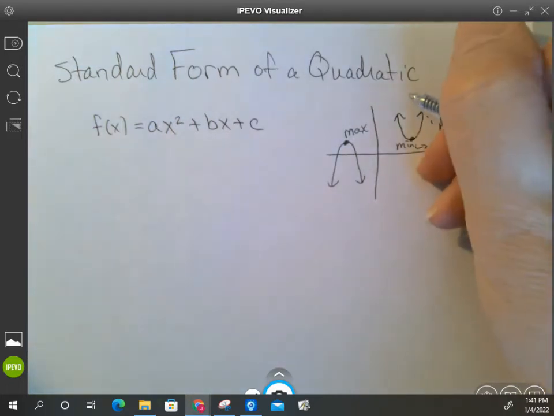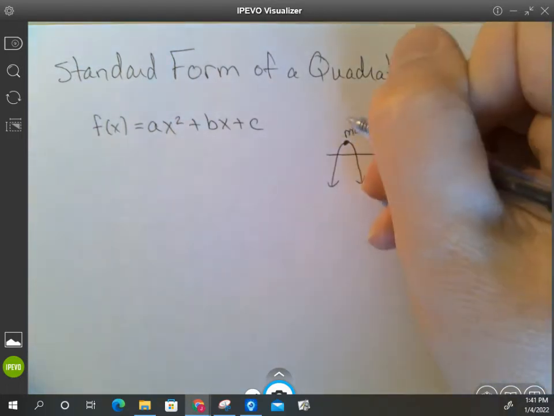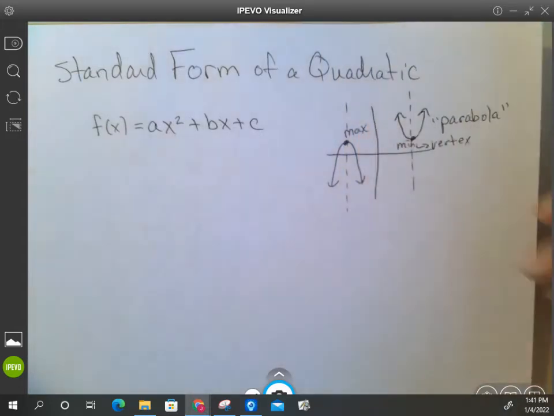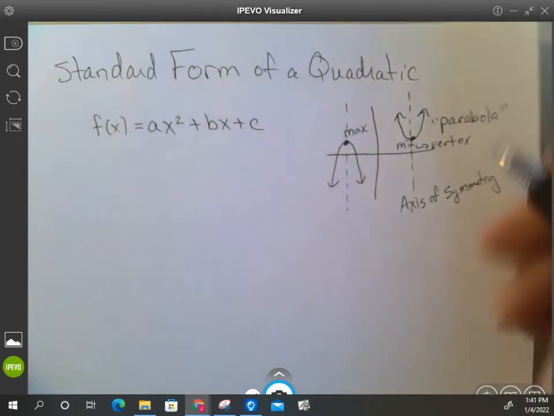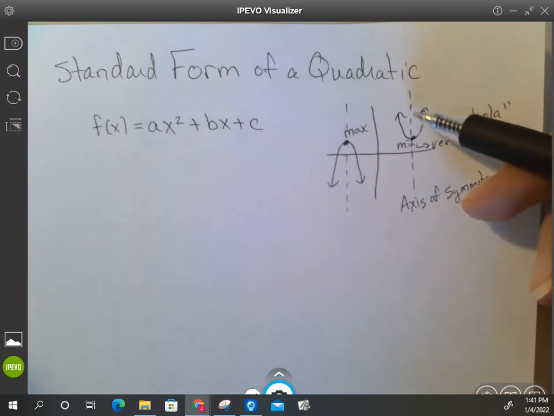What goes through every vertex? What's this dashed line represent? Yep, the axis of symmetry. It is a line of symmetry. And it's always that vertical line, and it's always going to be x equals. Okay, so it's going to cut right through here.